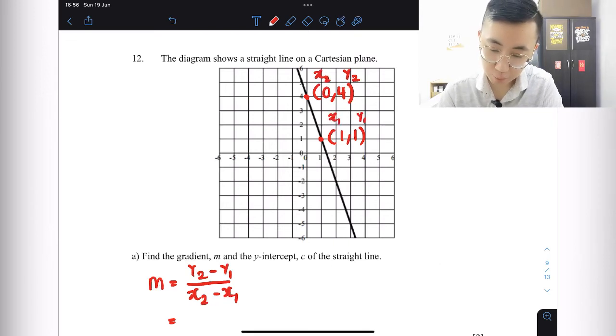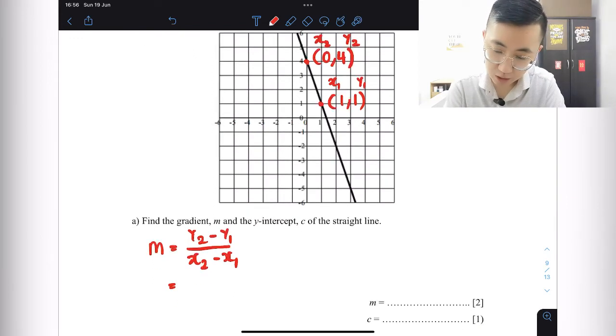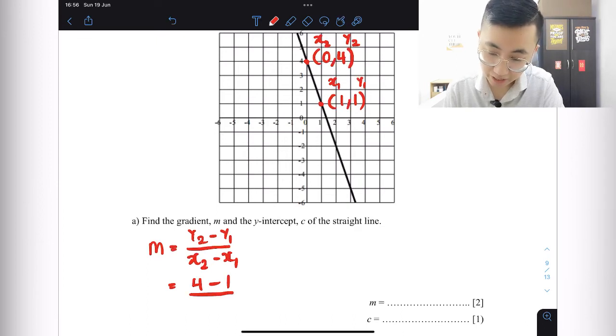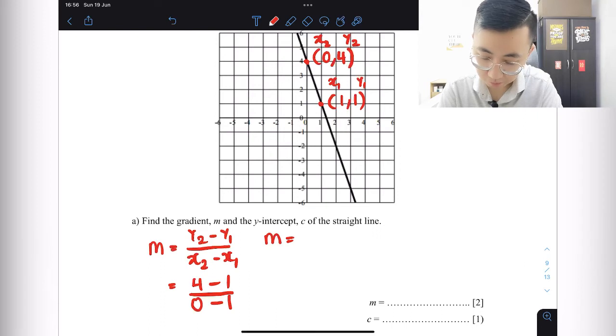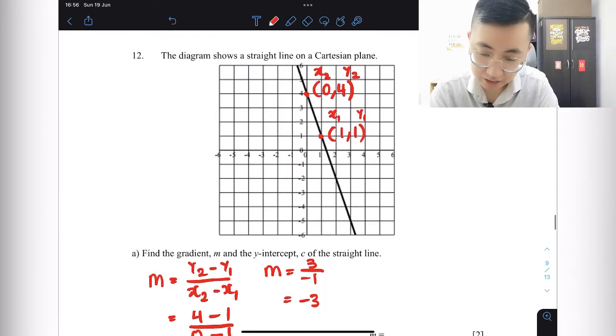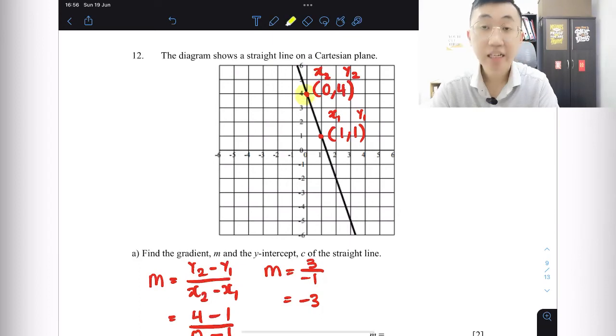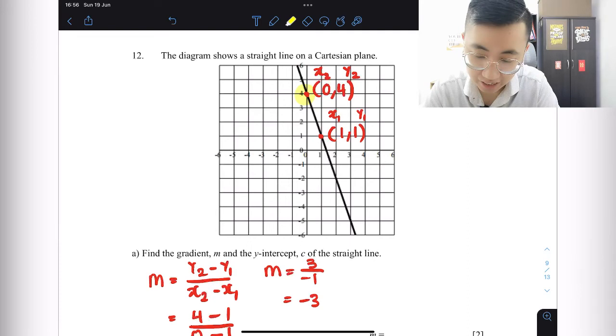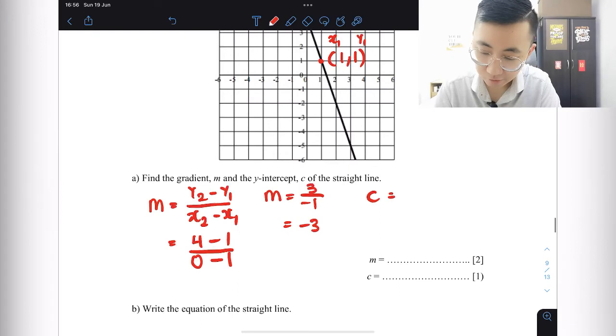Follow the points closely. y2 minus y1 will be 4 minus 1, divided by the bottom one, x2 which is 0, minus x1, 1. So find out your gradient: 3 on top divided by -1, so the gradient is -3. What is the y-intercept c? For the y-intercept, you need to find where the line cuts the y-axis. They cut at +4, so you can straight away say the y-intercept is +4. Log in your answers respectively.